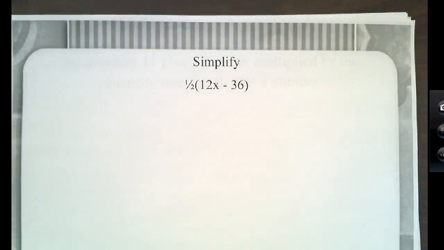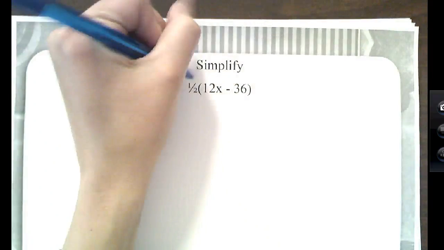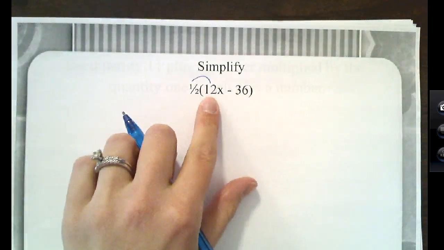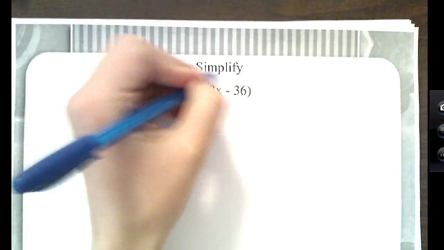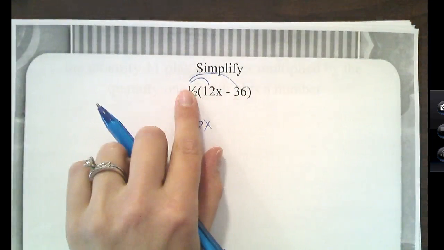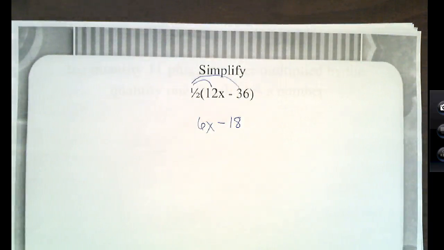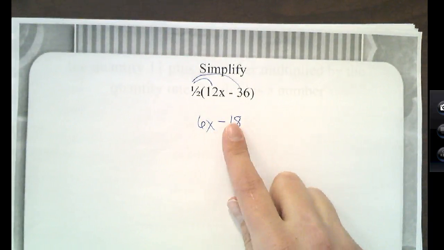Continuing on our review, when we have to simplify, I'm going to distribute this half. Half of 12x would be 6x. And then I'm going to multiply half times this negative 36. Half of 36 is 18, and it's negative. So 6x minus 18. We can't actually solve for x for this one because there's no equal sign.